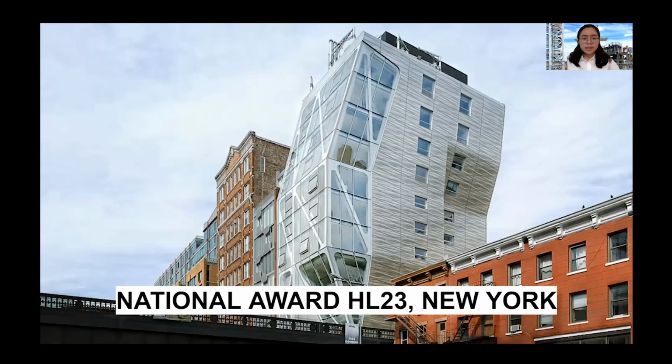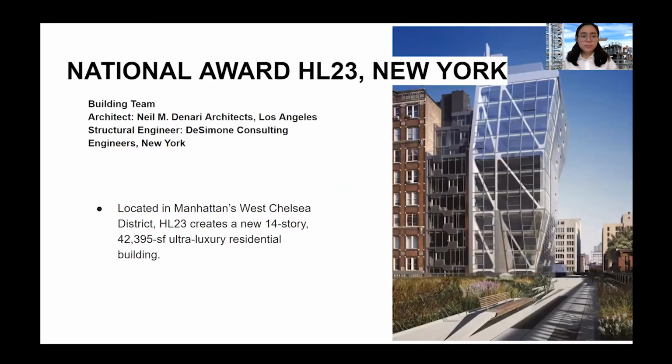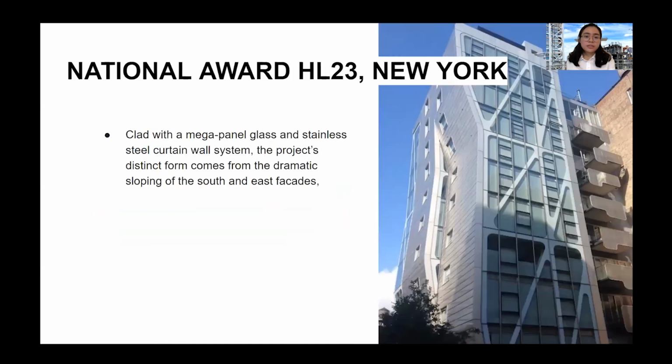Last case study is the National Award HL23 in New York. It is located in Manhattan's West Chelsea district. It is a 14-story ultra-luxury residential building. Its architect is Neil M. Denari Architects, Los Angeles. Its structural engineer is DeSimone Consulting Engineers, New York.